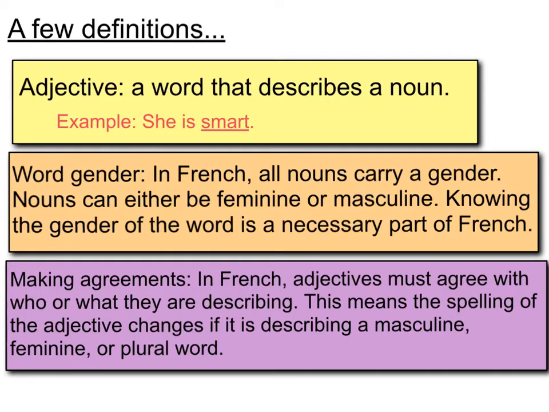Smart is describing she. Next, word gender. We've mentioned this in the past. So in French, all nouns carry a gender. Nouns can be either feminine or masculine. Knowing the gender of the word is a necessary part of French. So when you learn nouns in French, you also learn whether they are masculine or feminine.